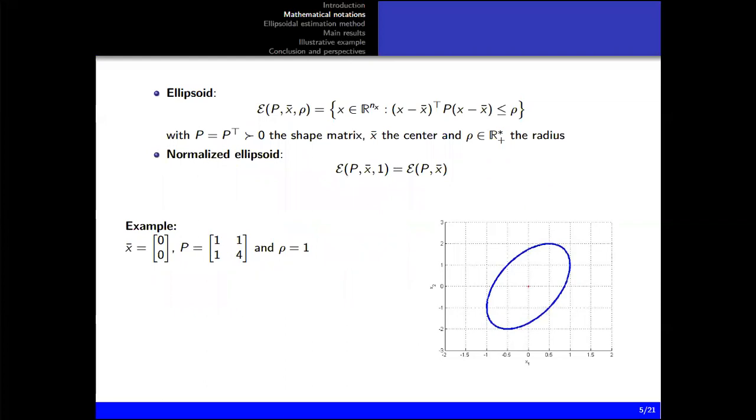An ellipsoid is defined by this set, where P is the shape matrix, which is symmetric positive definite, x bar is its center, and r is the radius. When the radius is equal to 1, we can omit it in this notation. It is called the normalized ellipsoid. The following figure represents an ellipsoid which is defined by these parameters.